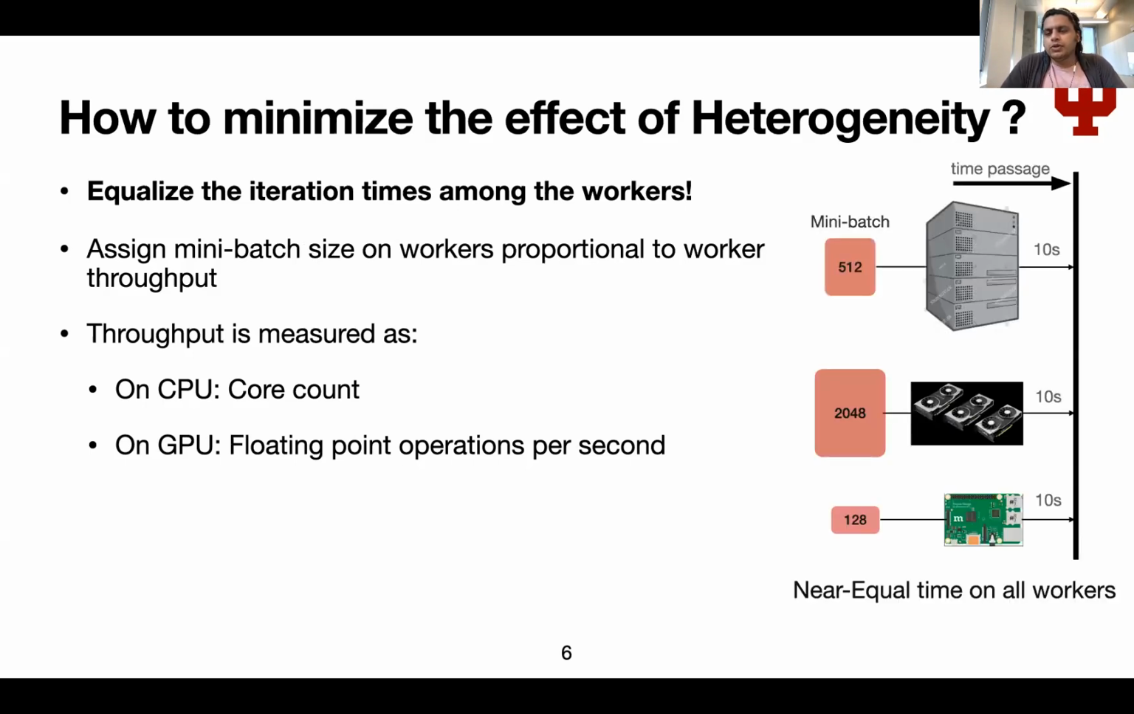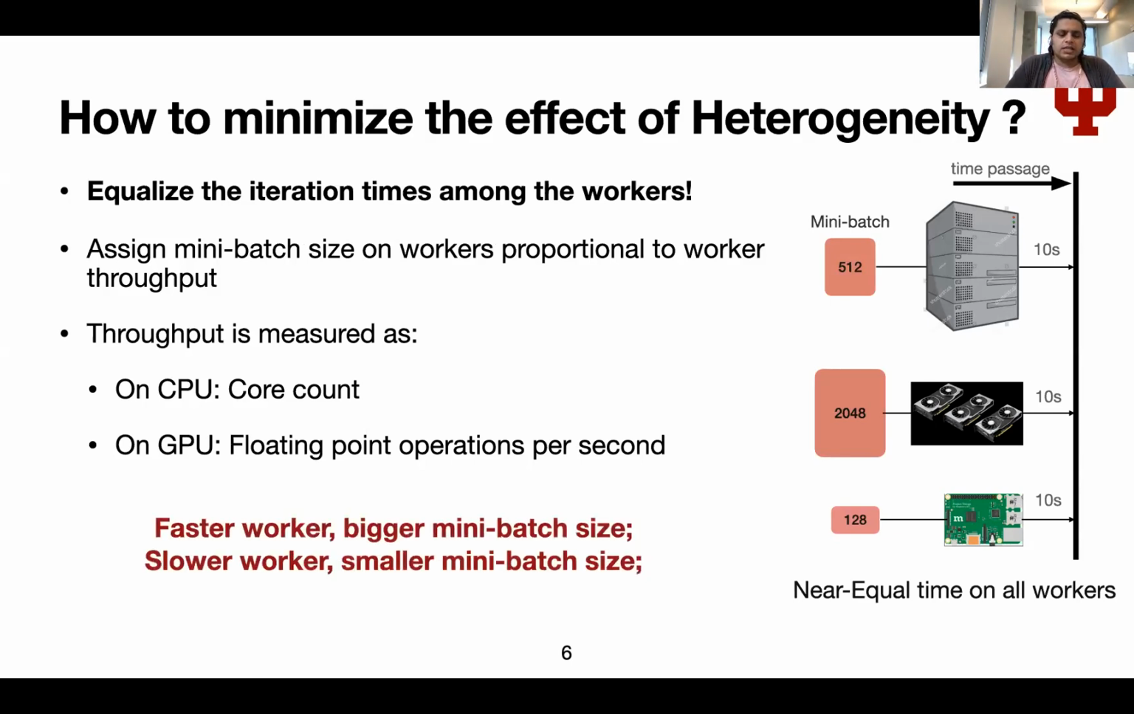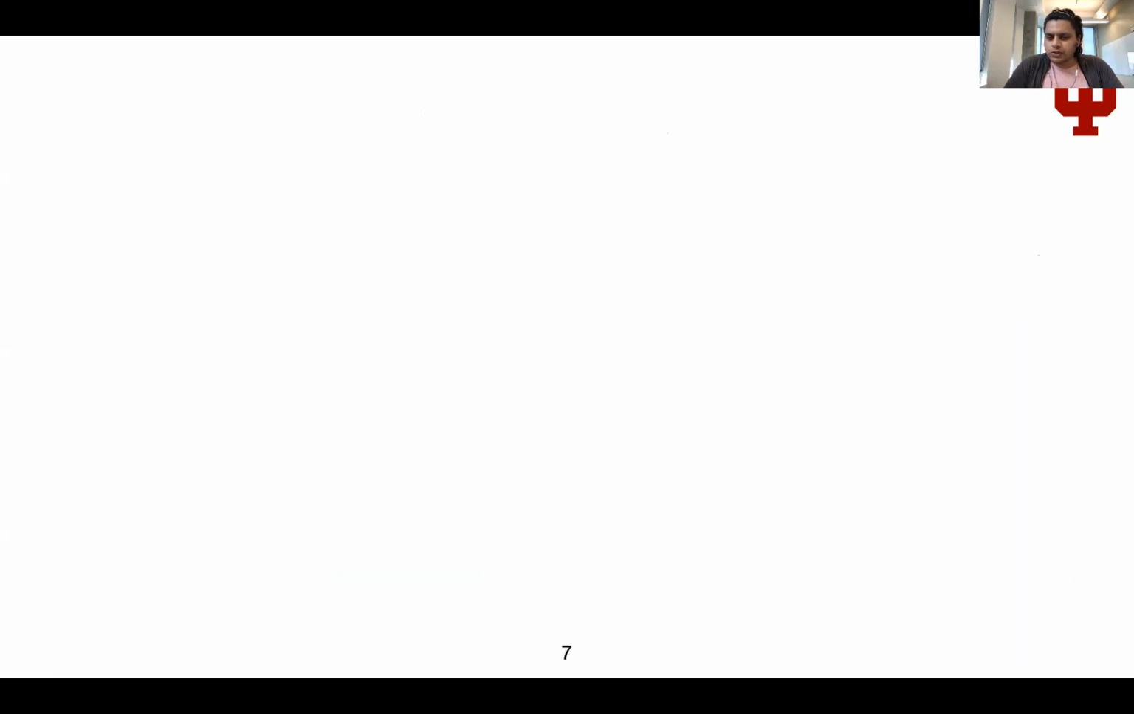So what we hope to do is, with different batch sizes, somehow equalize the iteration time on all the workers, which basically eliminates the impact of that synchronization. So basically, a faster worker should process a higher mini batch, while a slower worker should train on a smaller mini batch.